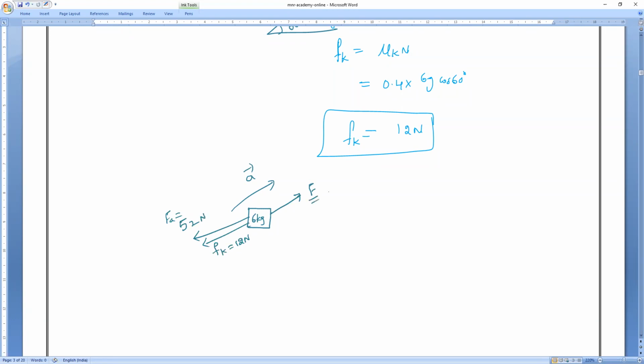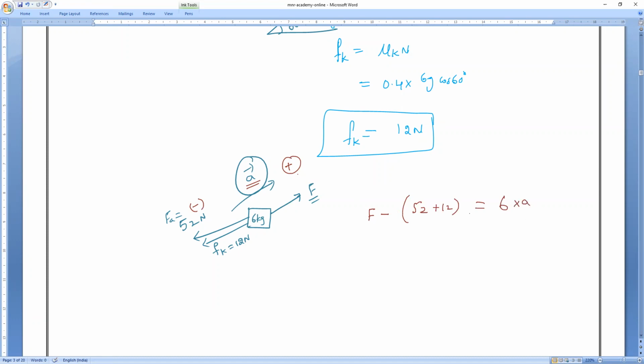The unknown is this F. Am I right or wrong? Yes. We have to find that F. The acceleration is in this direction, which is positive. F is positive. So F minus 52 plus 12 equals 6 into a.